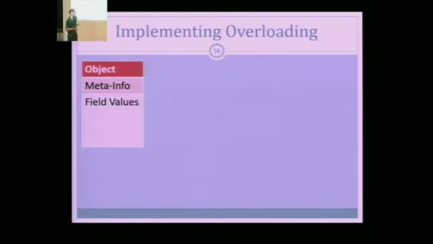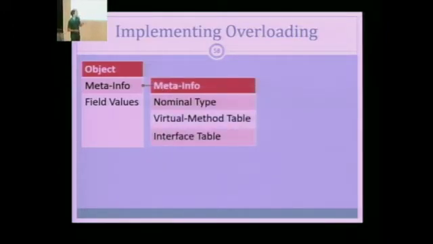That is, we should have this meta information link at the top, and then the field values below it. This meta information will point to a lot of things we're used to, right? It'll give you the nominal type for the object, the virtual method table for the object, and the interface table for the object. Just like standard, that way when we're using it in our statically typed code, we can execute it just like we would a normal statically typed value.